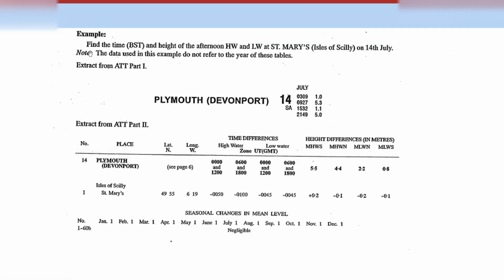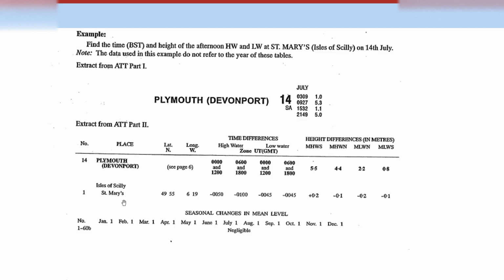So this example is: find the time, BST is British Standard Time, and height of the afternoon high water and low water at St. Mary's, Isles of Scilly on the 14th of July. The standard port is Plymouth, as you can see in the table. The secondary port is listed below the standard port.